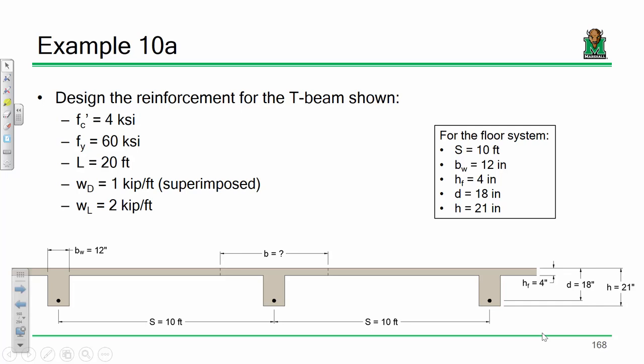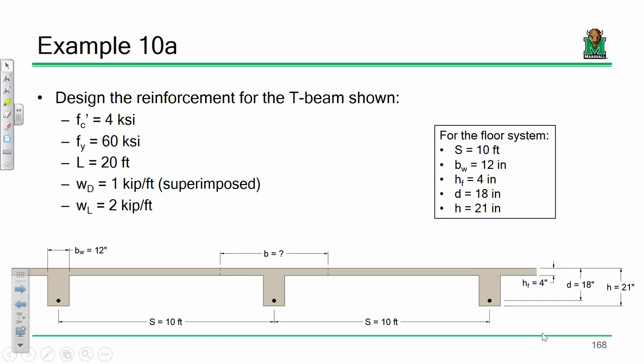Okay. Now I got a 4-inch thick slab or a 4-inch thick flange. The total height of the beam is 21 inches, and the depth, the d value, from the top of the beam to where the steel is located is 18 inches. I got 4 ksi concrete, I got 60 ksi steel. The beams, or the floor system itself, is 20 foot long. So imagine, you know, here's the screen and it's coming out 20 foot. That's how long it is.